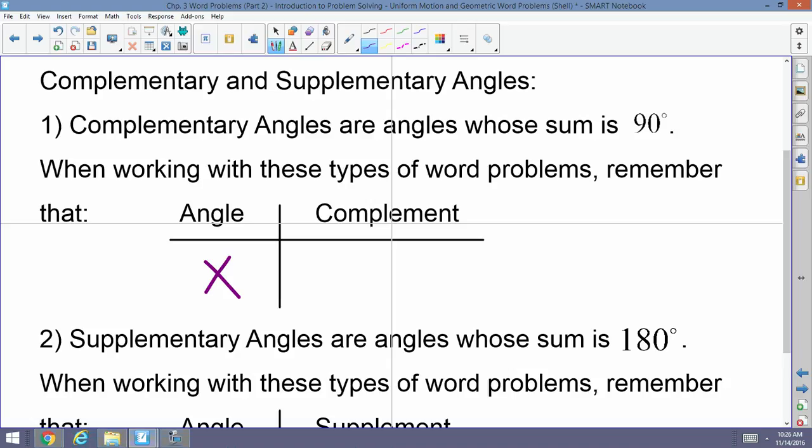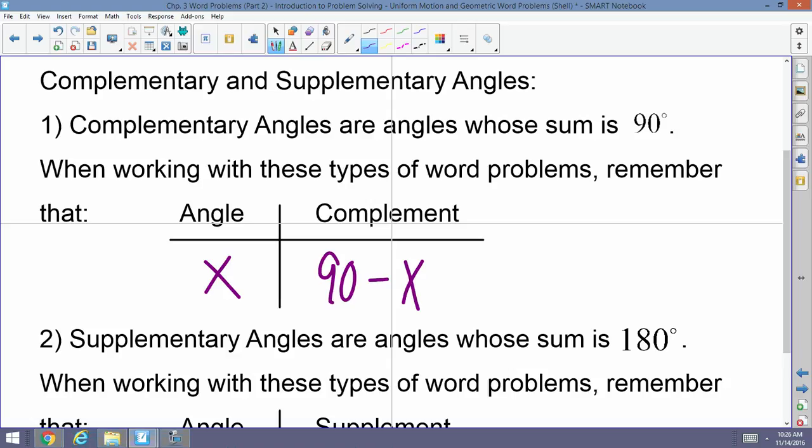Excellent, son. 90 minus x. This skill we've already talked about already. We know that the sum of both of them has to be 90. If one of them is x, well, the other one is going to be 90 minus x.